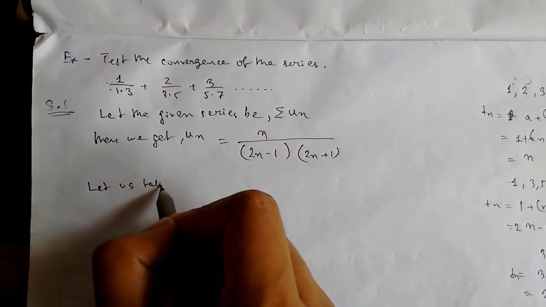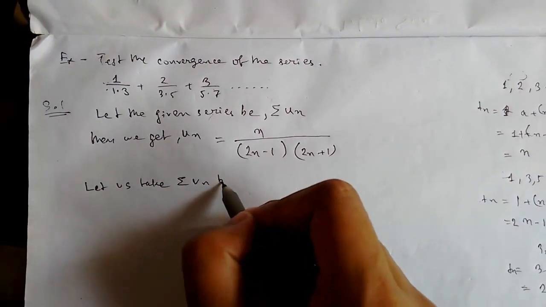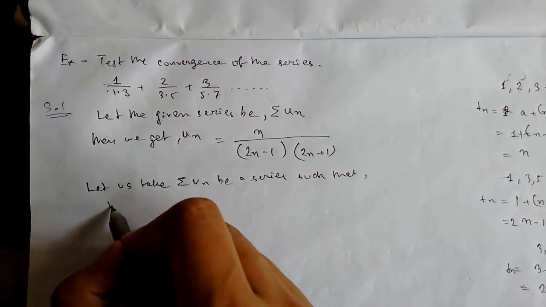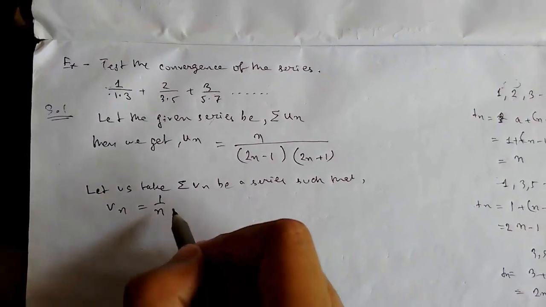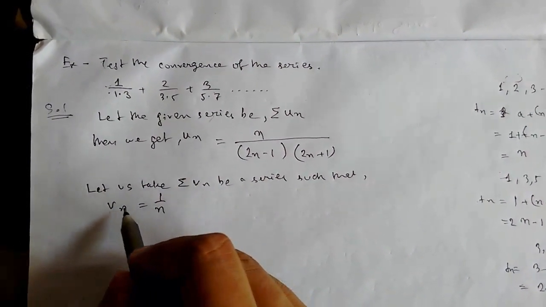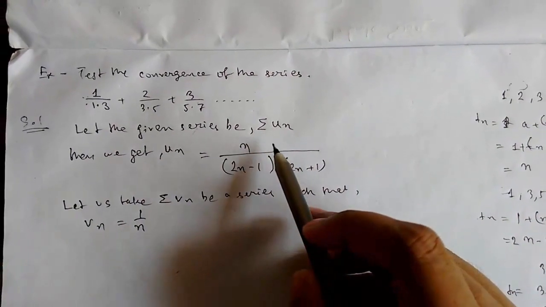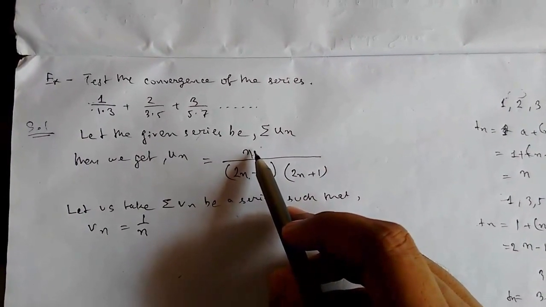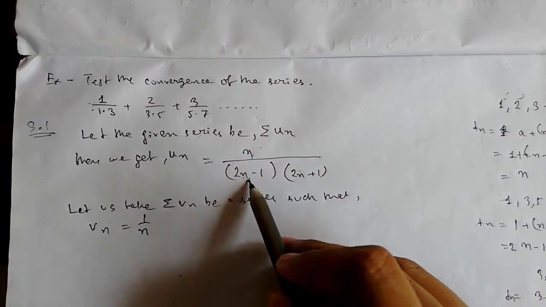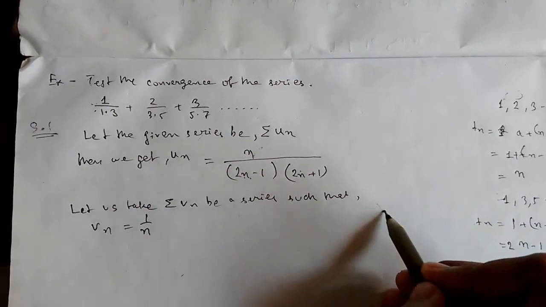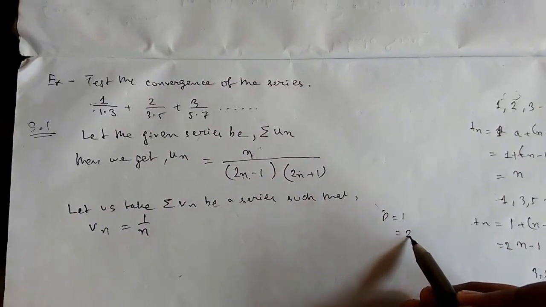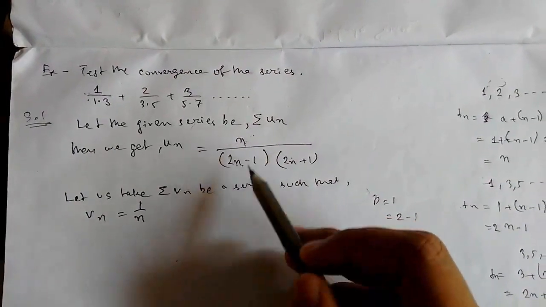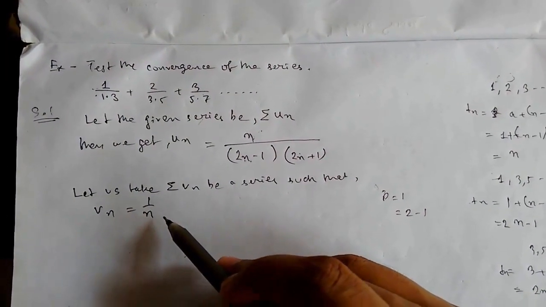Now you need to consider another series. Let summation Vn be a series such that Vn is equal to 1 upon n. To get this other series, we need the highest powers of n in the numerator and in the denominator. Here the highest power of n is 1 in the numerator and n square in the denominator. The difference gives the value of p, so p is 2 minus 1, which is 1. We have to calculate the net difference, so 2 minus 1 gives us 1 by n. This is our second series.